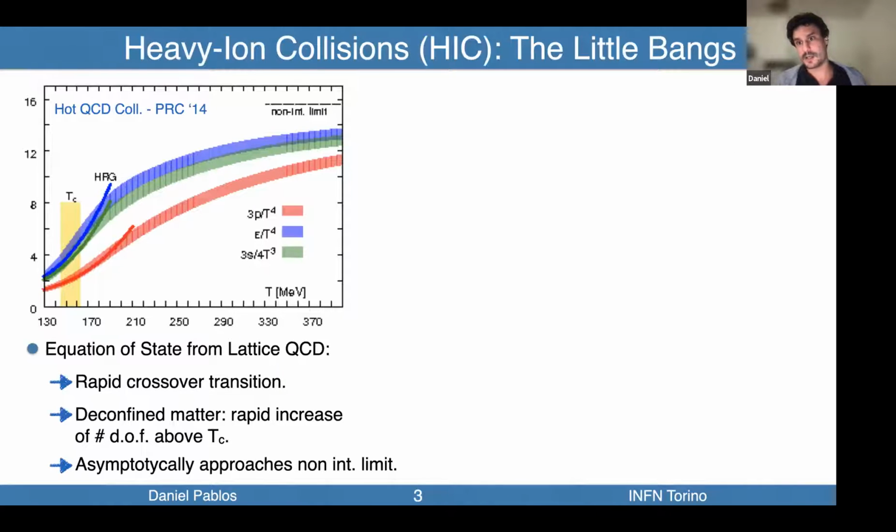These heavy ion collisions are the little bangs, and we can reproduce this state of matter in ultra-relativistic heavy ion collisions. As the equation of state measured from lattice QCD shows, there's a rapid crossover transition above the pseudo-critical temperature. The deconfinement of matter can reveal itself as a rapid increase in the number of degrees of freedom above this temperature, which asymptotically approaches the non-interacting limit.